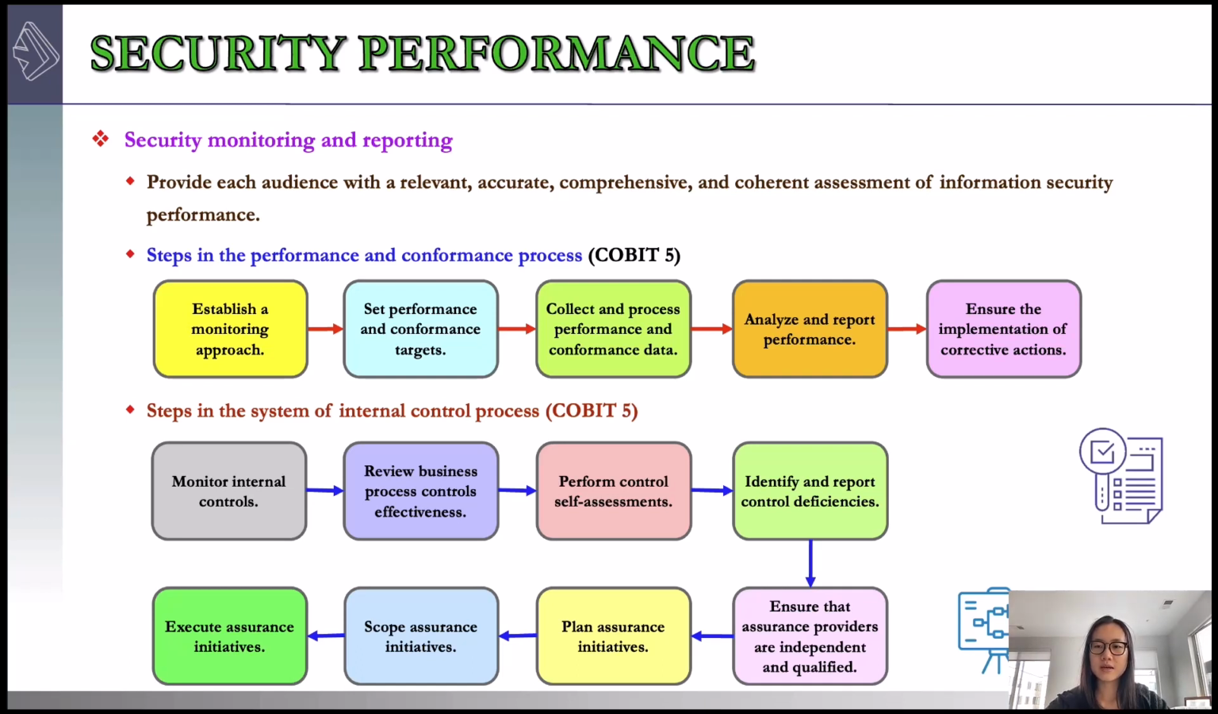The seventh step is scoping assurance initiatives. The organization defines and agrees with management on the scope of assurance initiative based on the assurance objectives. The last step is executing assurance initiatives. The organization executes the planned assurance initiatives, reports on identified findings, and provides positive assurance opinions and recommendations for improvement.